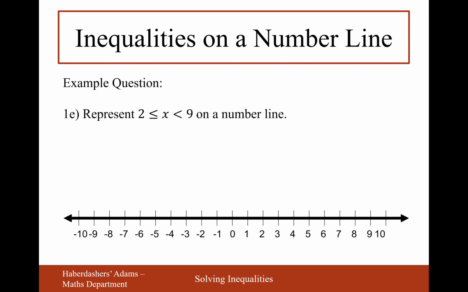In between 2 and 9, where it could be 2, but it can't be 9, so the 2 is a circle coloured in, and then a 9 that's not coloured in. We'll connect the two together there.